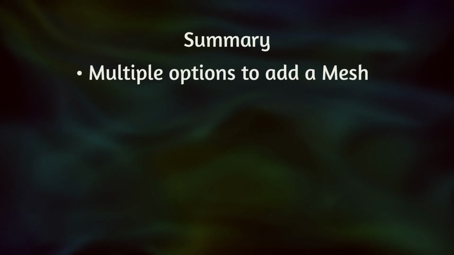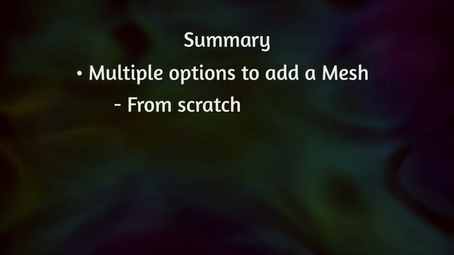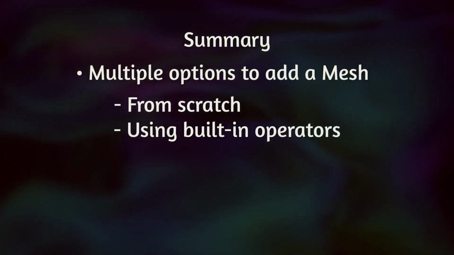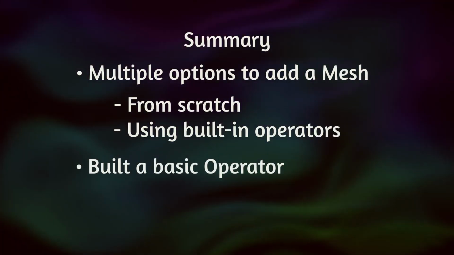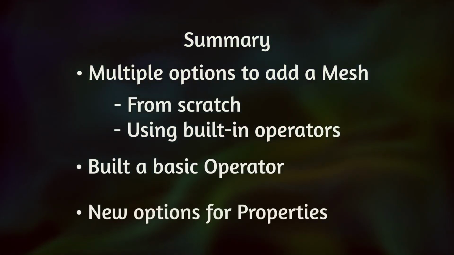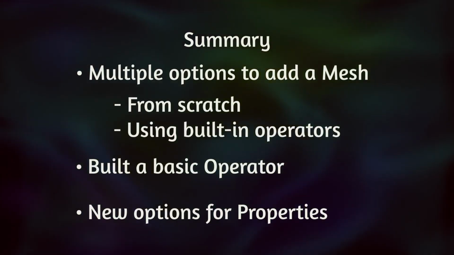In this video, we talked about adding a mesh object to a scene, and we looked at the differences between the two methods, creating a mesh from scratch and creating a mesh using Blender's built-in operators. We implemented the basics of the new add-on, which is similar to the one we built in the previous module, but we did learn some new things about controlling behavior of operator properties, including how to use update callbacks.